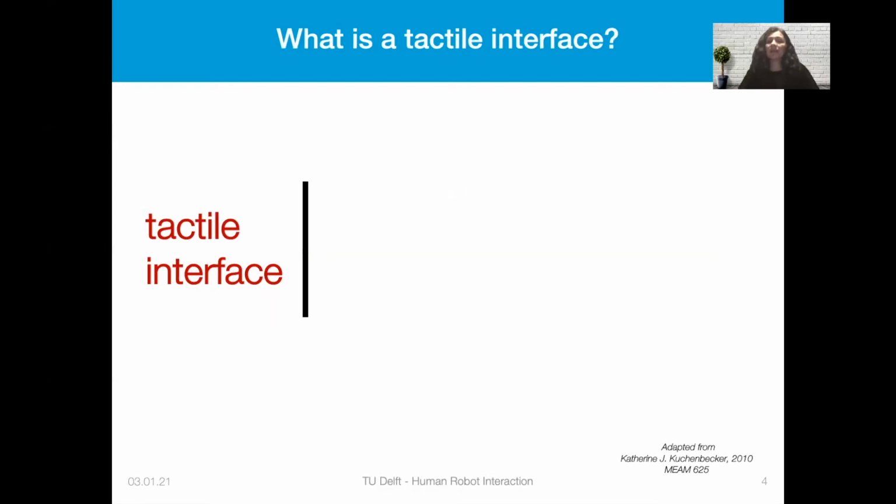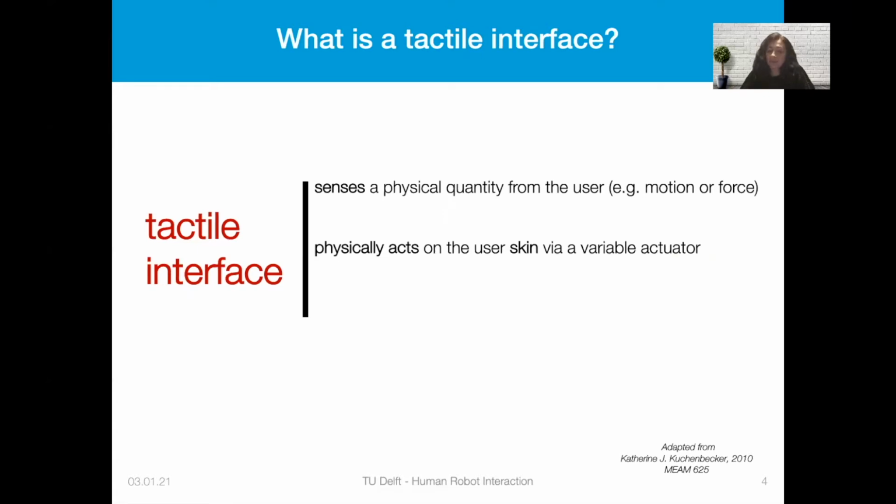So let's start with the definition of a tactile interface. According to Katherine Kuchenbecker, who is a well-known haptic scientist, a tactile interface is a device which senses a physical quantity from the user, for example, motion or force. It physically acts on the user's skin via a variable actuator, and it connects sensing to acting with fast processing. So if you would like to have a tactile interface, you have to combine all these three components.